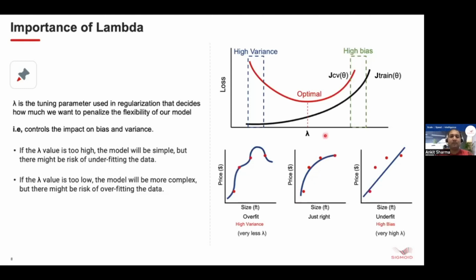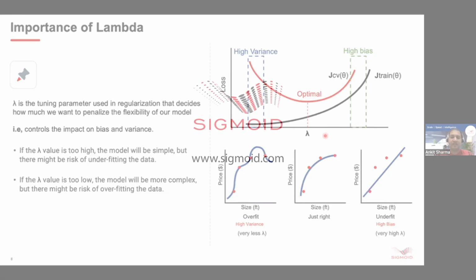So this was all about regularization techniques. We discussed the two different types of regularization techniques, their limitations, and the importance of lambda.